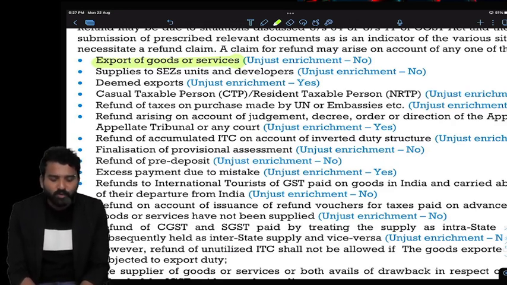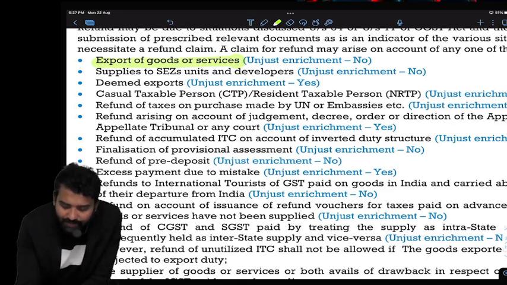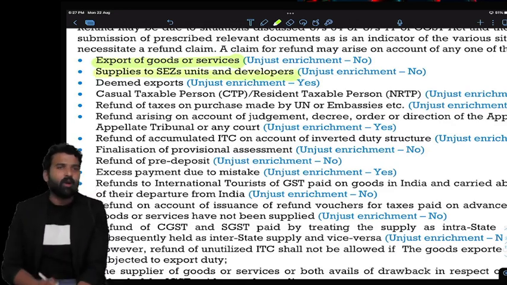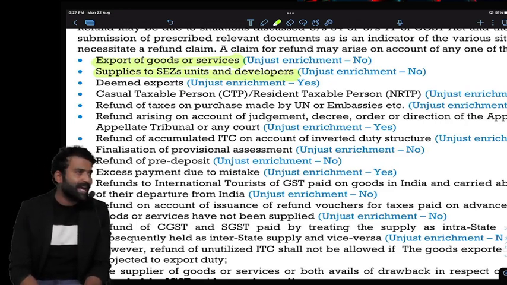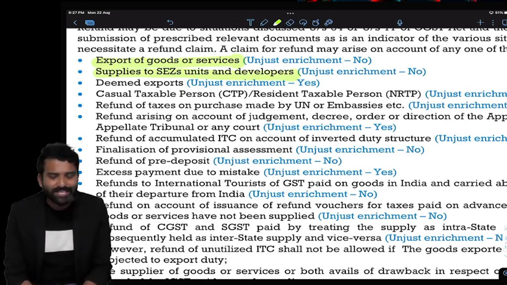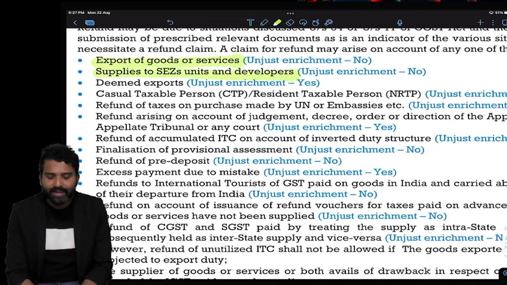So export of goods or services, no requirement to prove unjust enrichment. Same with supply to SEZ or developers. Again, I can claim refund in case of export as well as supplies to SEZ. So in case of supplies to SEZ as well, there is no requirement to prove unjust enrichment. I can also claim refund when I am supplying the goods to SEZ. I can claim the refund of the ITC.